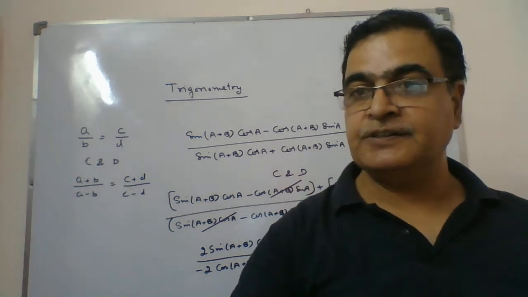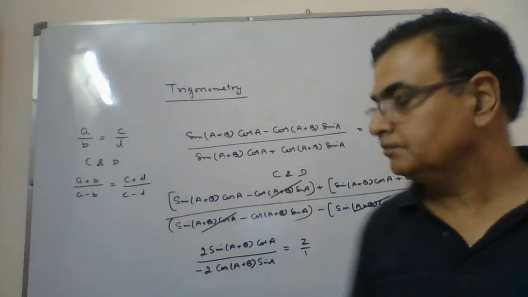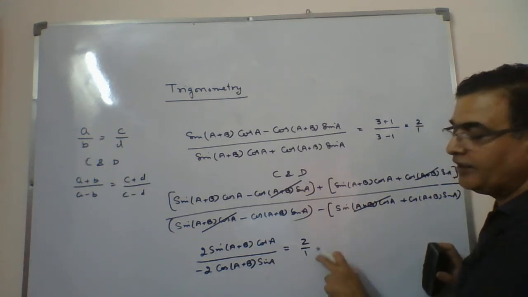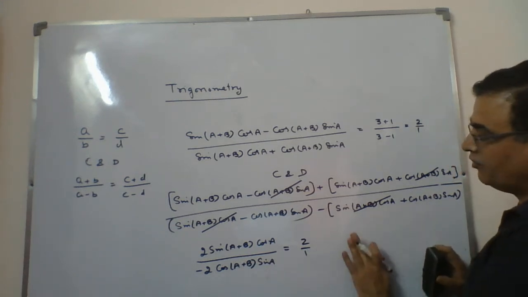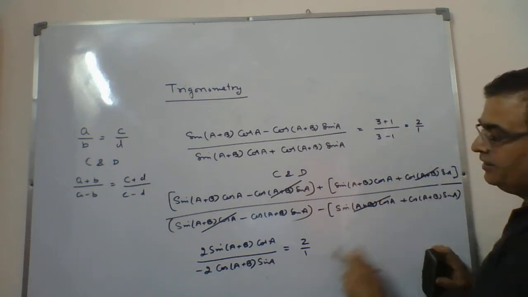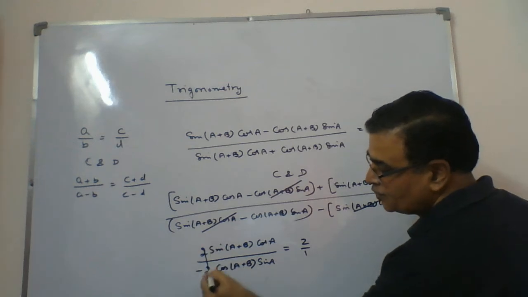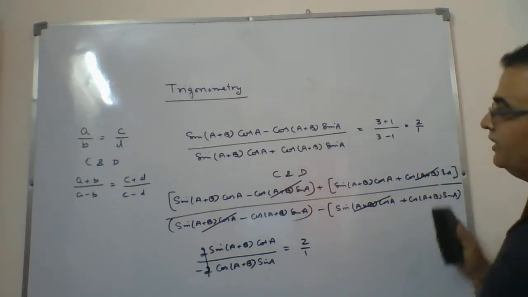So after this result, yes, this is corrected. This should be 2 by 1. Something wrong we have done. Here also componendo and dividendo we have already applied. I think I have taken it once more time. So we will be left with 2 by 1. This 2 gets cancelled out. Then what is left?